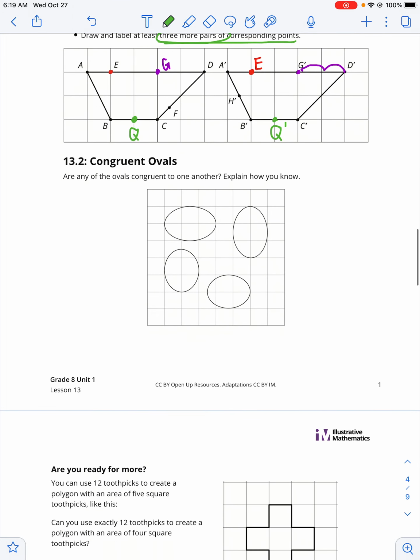All right, so in 13.2, it asks if any of the ovals are congruent. And with ovals, it's a little tricky, especially since you're not in class and you don't have tracing paper. But what I want to point out is that we can compare other measures of the ovals besides something like a side length. So do some investigating about these comparisons, about the width and the height of the ovals, and tell me, are any of these ovals congruent, and explain to me how you know.